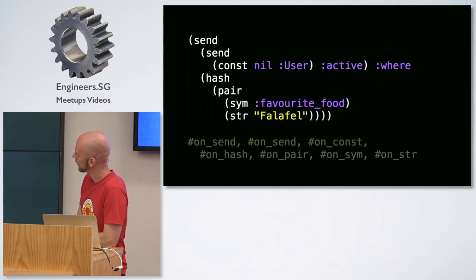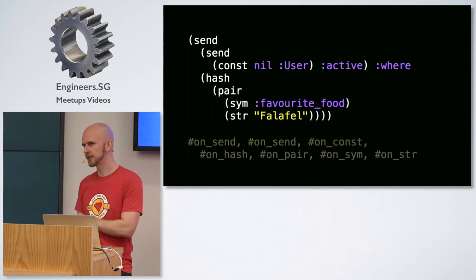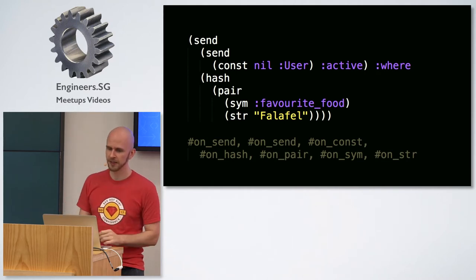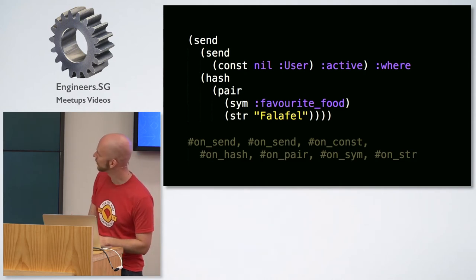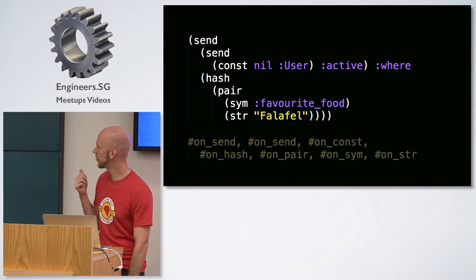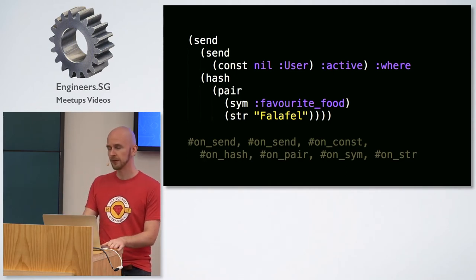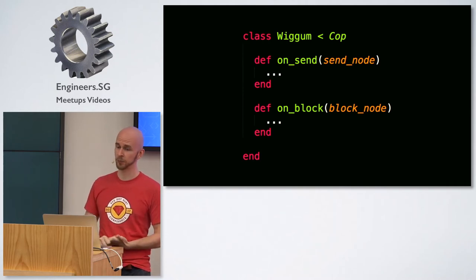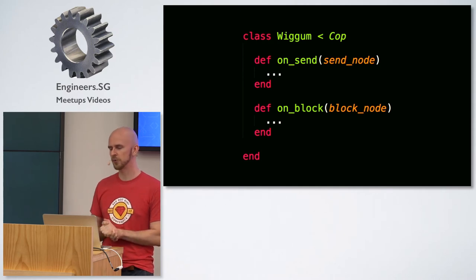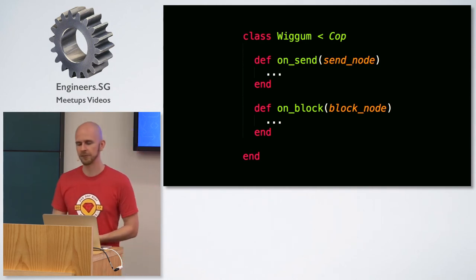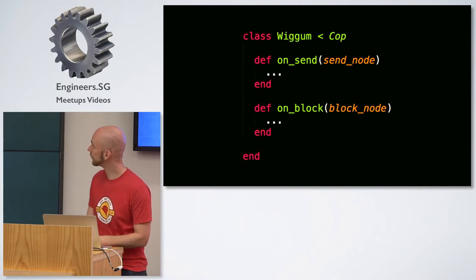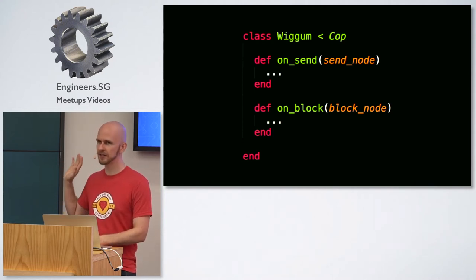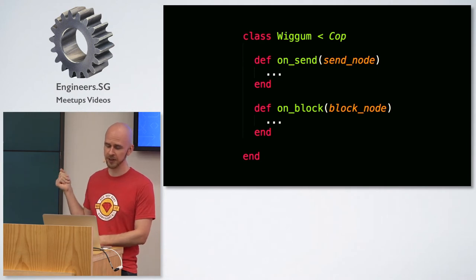And here is a list of the callbacks that will be called when the commissioner traverses this abstract syntax tree. It does a depth-first traversal, so you can basically read it from the top to the bottom. It emits on_send, on_send, on_const, on_hash, on_pair, on_sym, and on_str. And the way we implement the cops for this is we just define the methods on the cop. So say that this cop is interested in method sends, and it's interested in method sends that have blocks. We might define the methods on_send and on_block. And the commissioner will automatically pass every single send node in the code that you're inspecting, which is usually your entire code base, to this method.